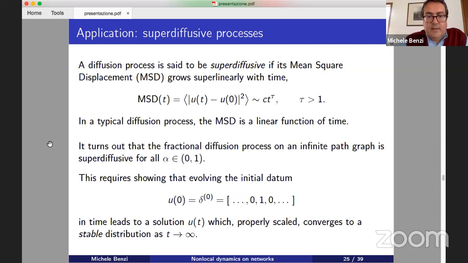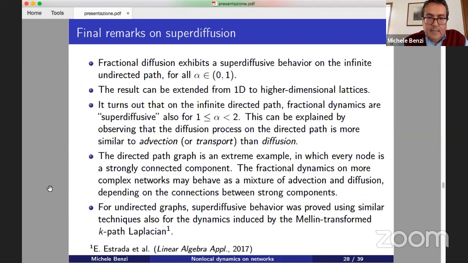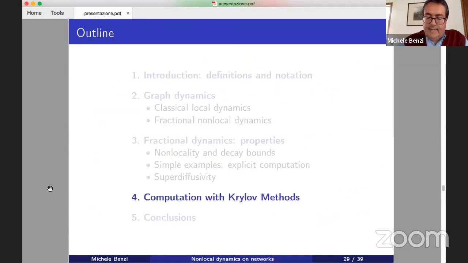We also proved the property called superdiffusivity or anomalous diffusion using the graph Laplacian. I realized that I'm running out of time, so I will skip this part, but I'd be happy to take questions on it. This is, as far as we know, the first rigorous proof of superdiffusion behavior, which means that the mean square displacement, which is this quantity here, grows superlinearly in time for network dynamics. We also studied the case of directed graphs. Well, maybe before I enter the last part, which is about Krylov methods to compute these matrix functions, I should ask if there are any more questions at this point.